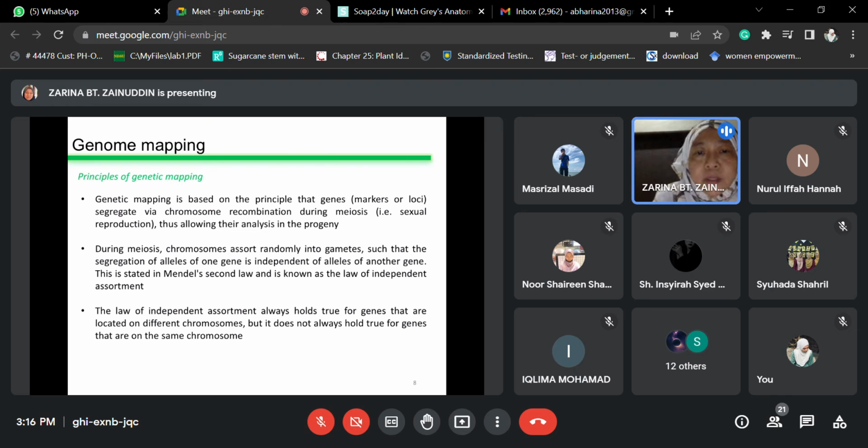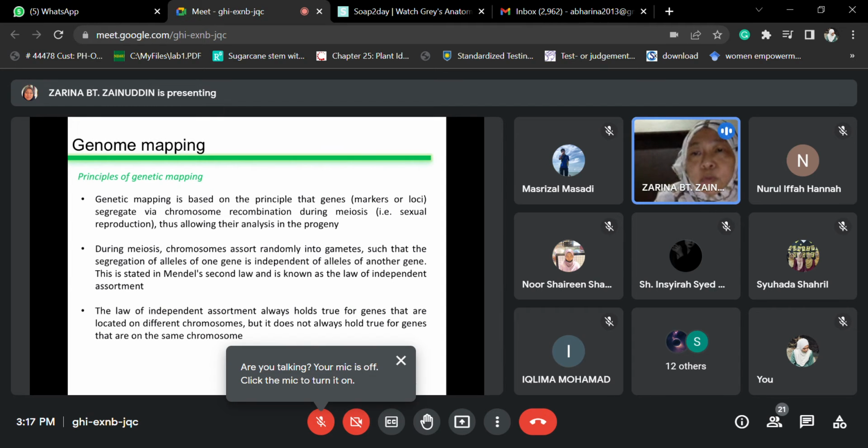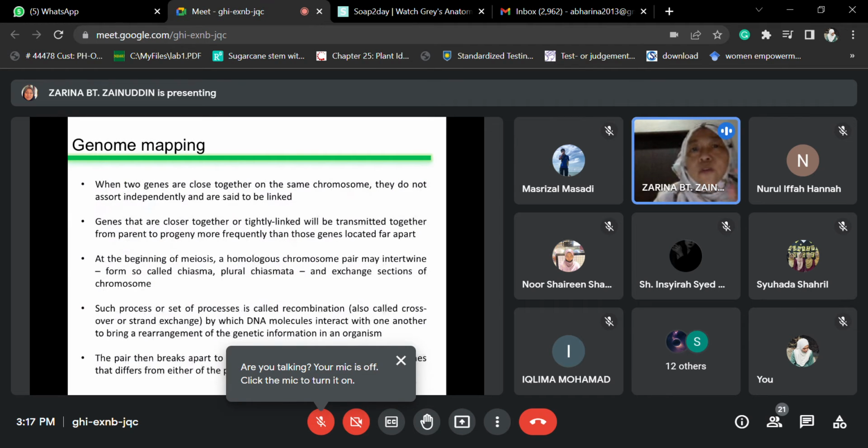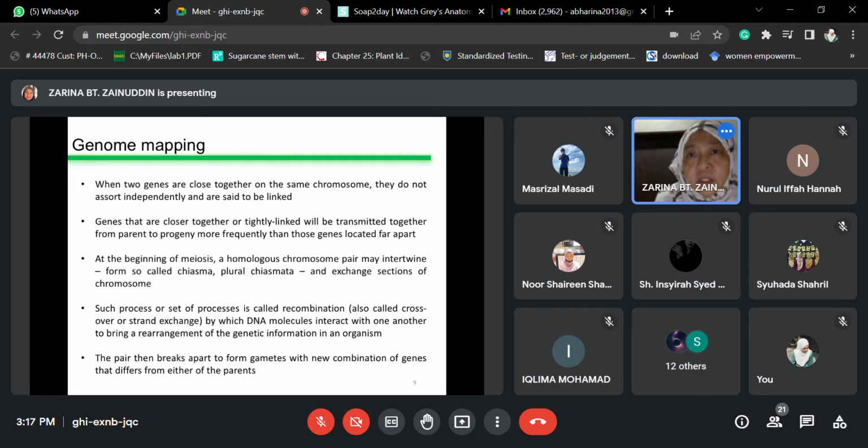And the law of independent assortment holds true for genes that are located on different chromosomes. Okay, but it does not always hold true for genes that are on the same chromosome. So when two genes are close together on the same chromosome, they do not assort independently. Okay, and they are said to be linked. Genes that are closer together or tightly linked will be transmitted together from the parent to progeny more frequently than those genes located far apart.